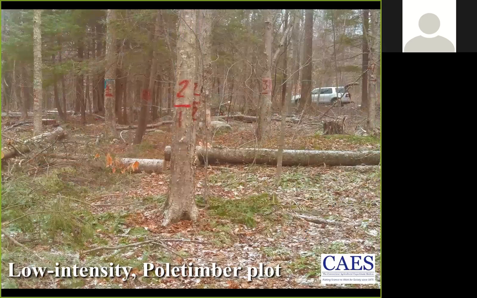On another area, we had some great looking poles. This happens to be a stand with a lot of yellow birch in it, about 6 inches in diameter. And so we released those, but we only cut away the largest competition. We didn't give them complete four-sided release.